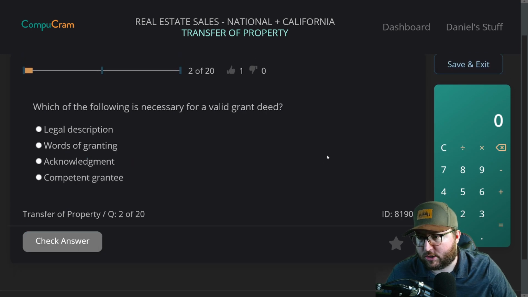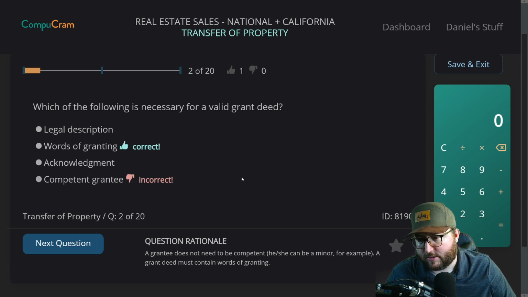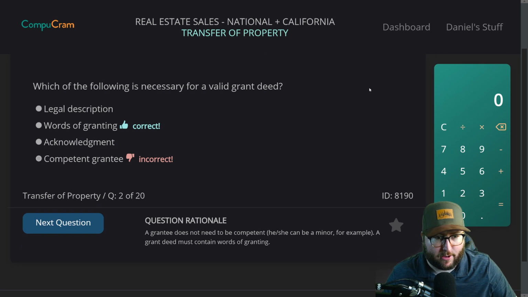Next question, question 2. Which of the following is necessary for a valid grant deed? A, legal description, B, words of granting, C, acknowledgement, D, competent grantee. For a valid grant deed, I want to go with competent grantee. They talk about competency a lot, I think. You can't do a minor, can you actually, for a grant deed? Or acknowledgement. I'm going to change to acknowledgement. No, I'm not. Competent grantee. Okay, words of granting. Okay, we're 1 for 2.